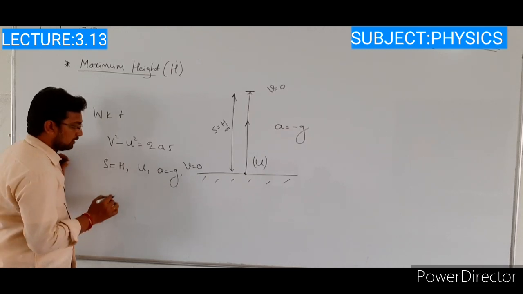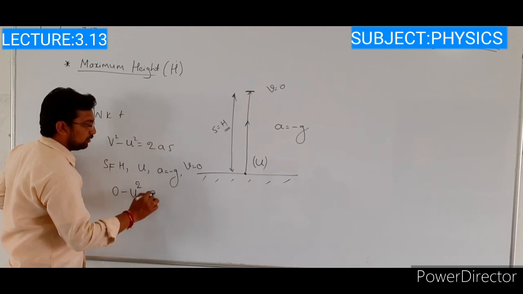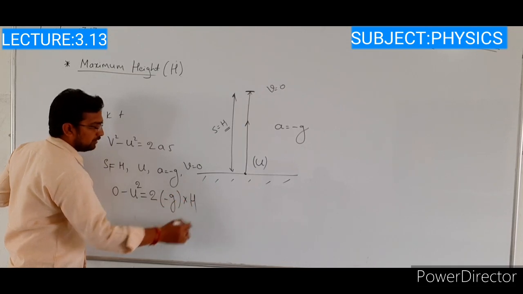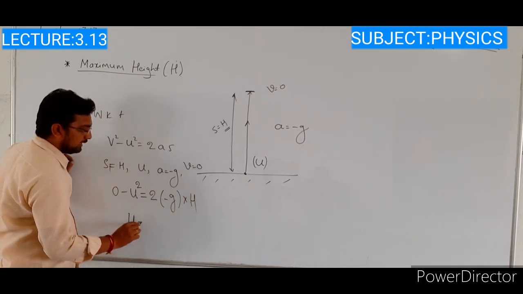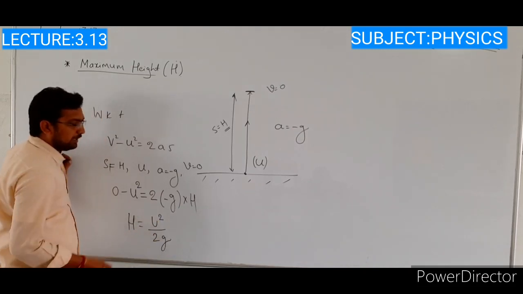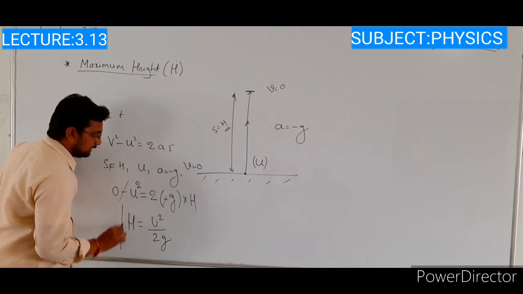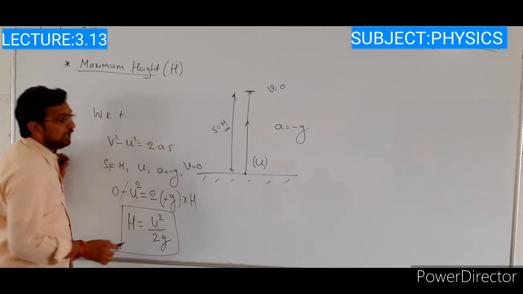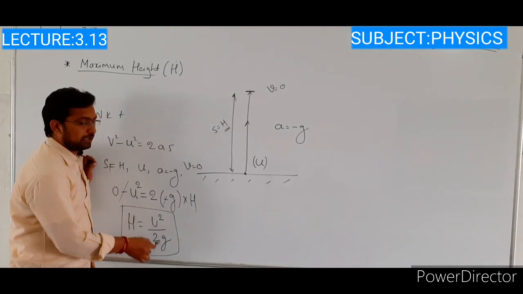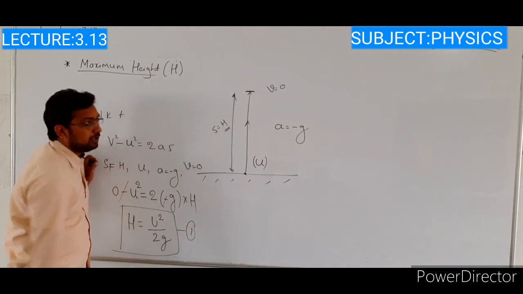Substitute here. The final velocity is 0 minus initial velocity u, that is u square, equal to 2 into a value, that is minus g, into h, s value is h. Then maximum height is equal to u square by 2g. In this case, this minus sign and this minus sign both get cancelled. Then this expression we use to find out the maximum height reached by an object, that is h is equal to u square by 2g. So this is our equation number 1.